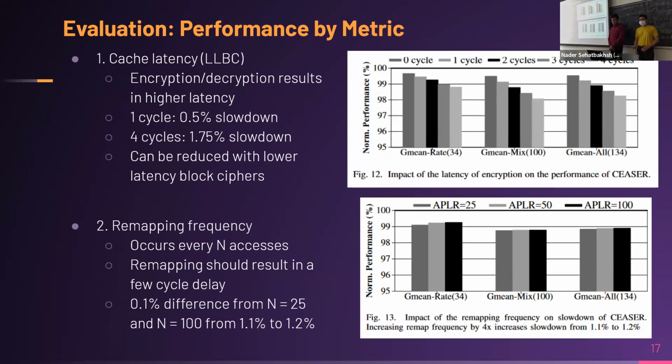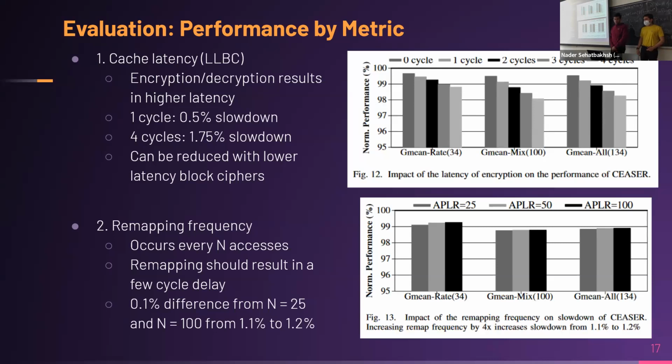But the thing is, we can actually reduce this with even lower latency block ciphers. So in the paper, they mentioned that they could use either better hardware to have this be a bit faster, or they could use a different implementation, which is less secure, but would result in lower cycle time.